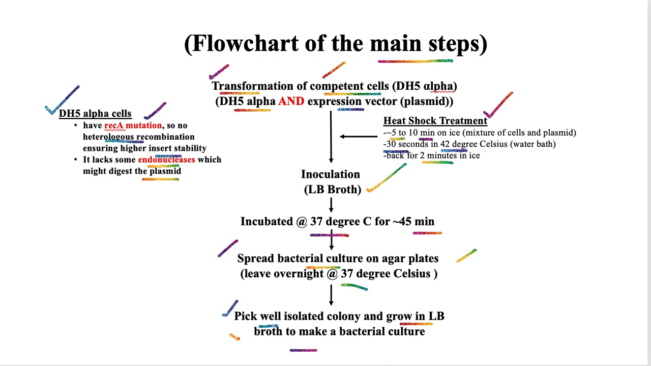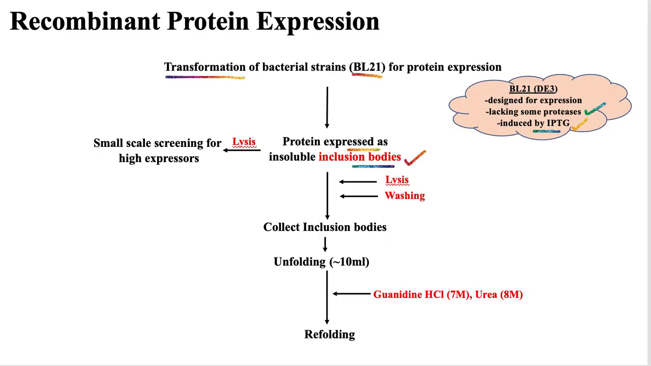However, in this particular step, where we pick well isolated colonies and grow them in LB broth to make a bacterial culture, in protein expression we collect 5 or even 10 colonies. They are well isolated colonies of the bacterial strain, and we grow them separately in LB broth. I will show you in a moment why we do that. So coming back to our slide.